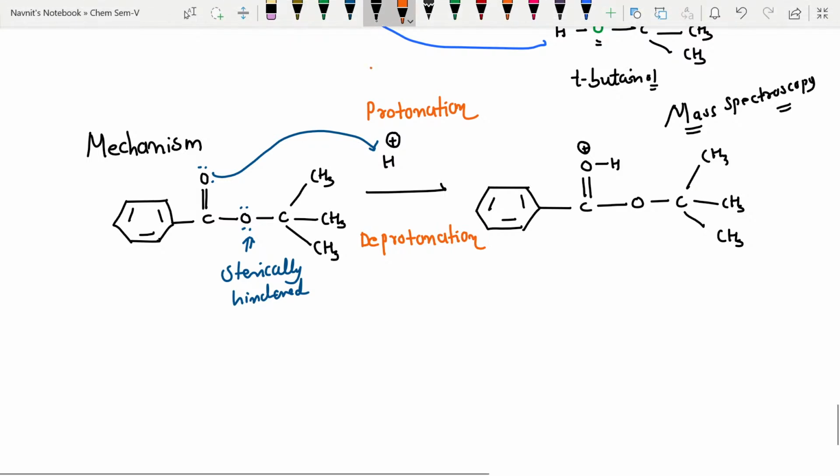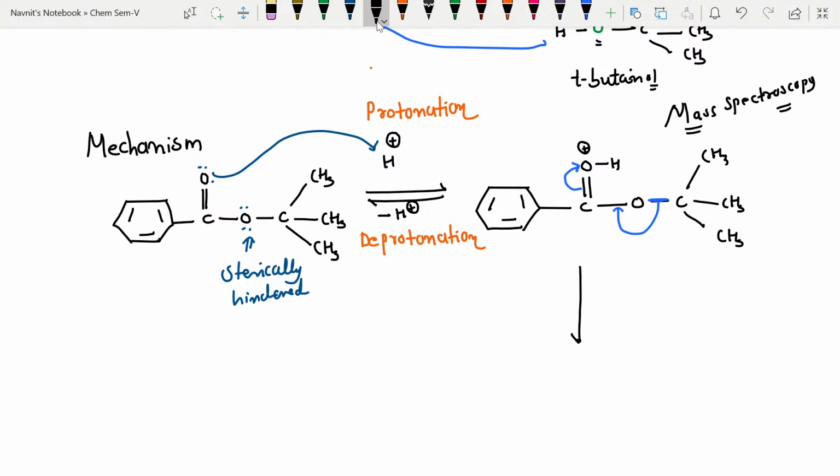Means elimination of H plus. Now what happens in the next step? This is very important. This bond, this alkyl oxygen bond, is now going to break. This bond will transfer here, and this electron pair now transfers here, and the positive charge on the oxygen gets neutralized.